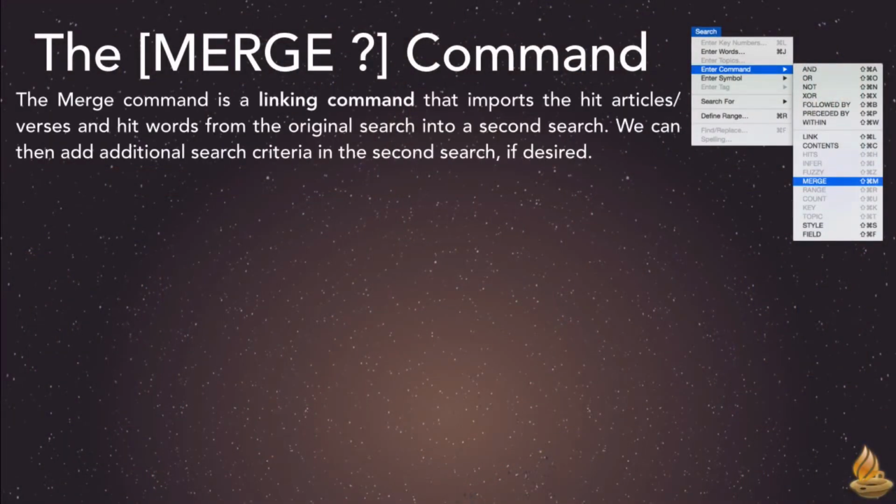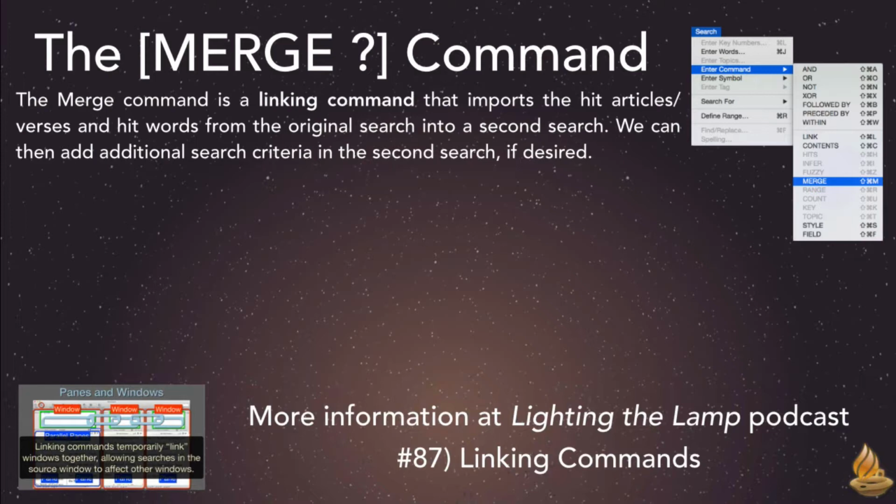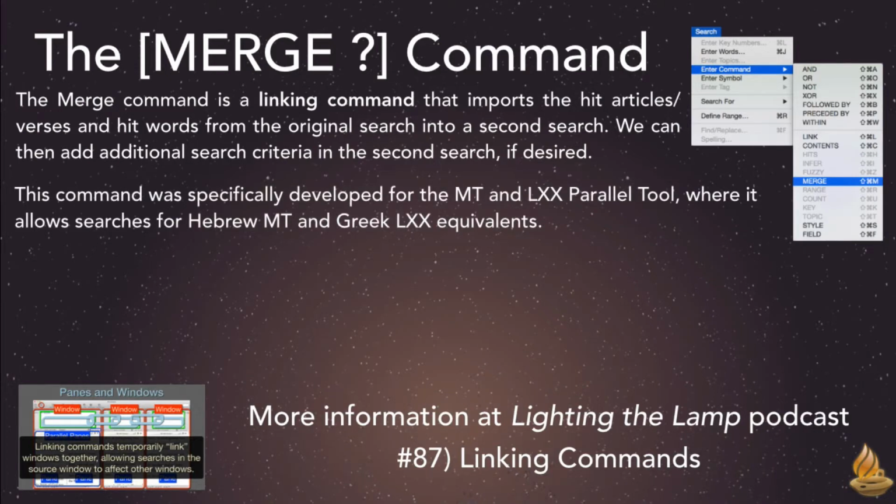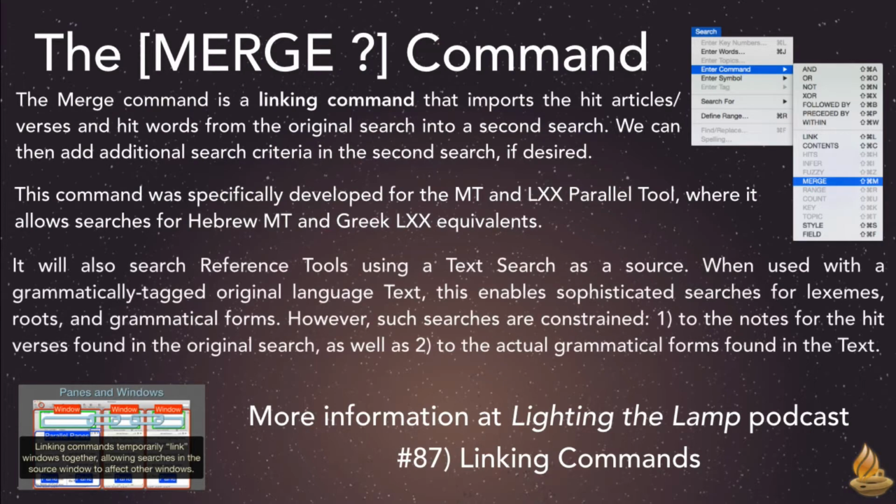The merge command is a linking command that imports the hit articles and verses and hit words from the original search into a second search. We can then add additional search criteria in the second search if we want. This command was developed specifically for the MT and LXX Parallel tool, where it allows searches for the Hebrew Masoretic text and Greek Septuagint equivalents. It will also search reference tools using a text search as a source.